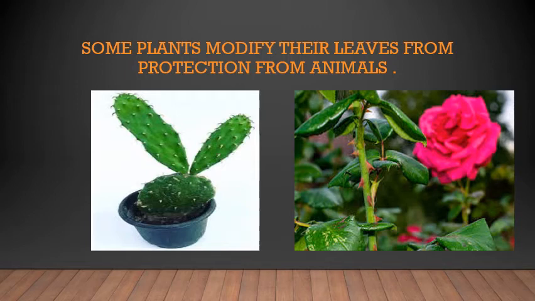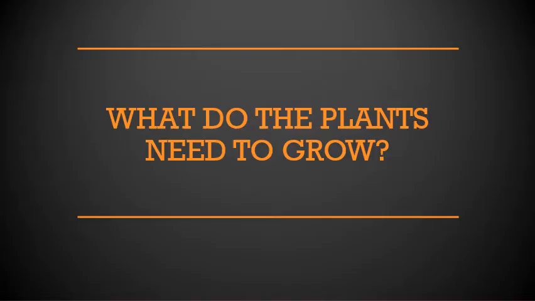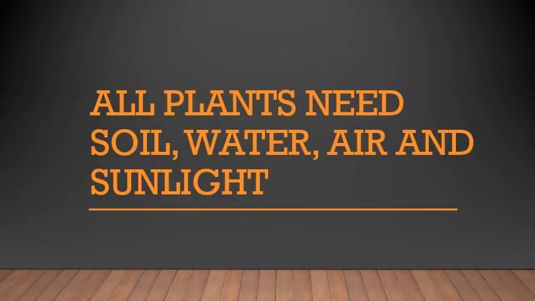Okay, so that is the different modified leaves. The leaves are modified as the thorns. Next is we are going to learn what do the plants need to grow. What, we need food to grow, right? We need food, we need water, everything we need to grow. But what do plants need for growing? All plants need soil, water, air, and sunlight.